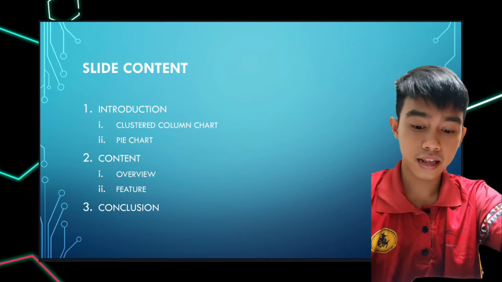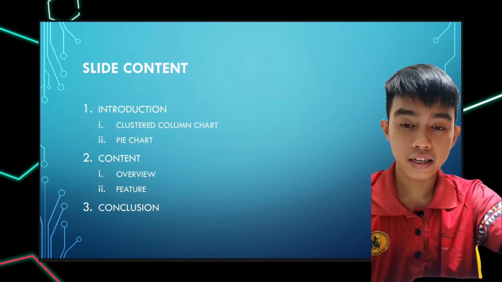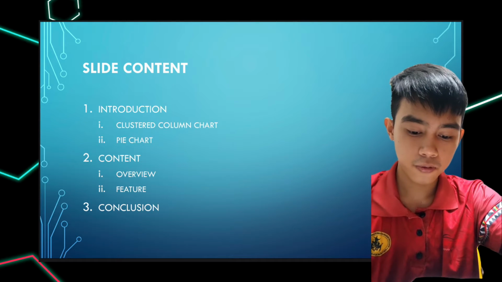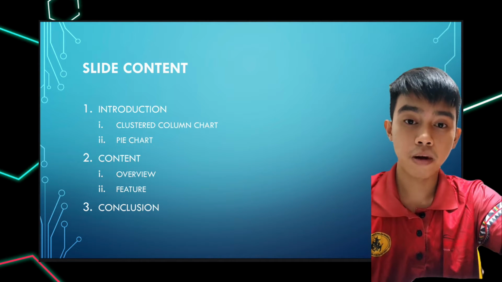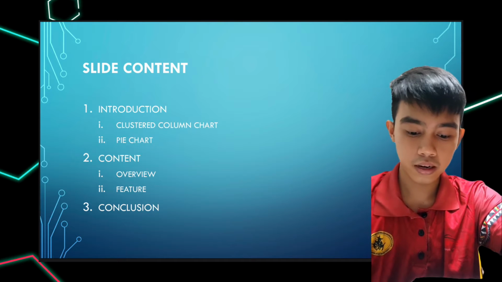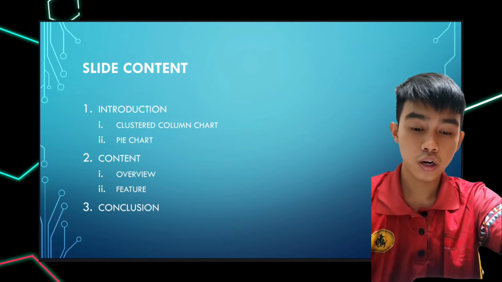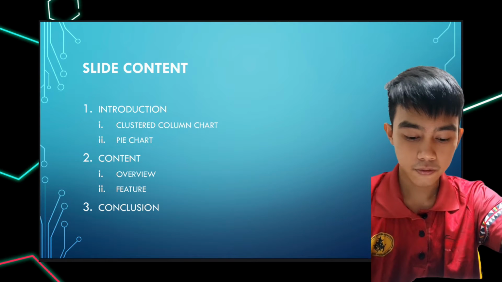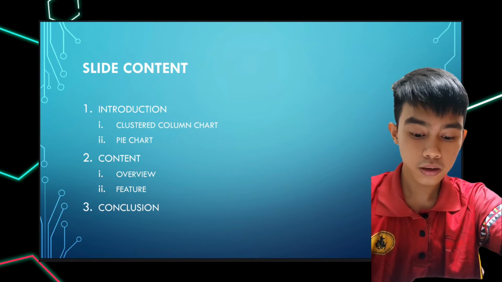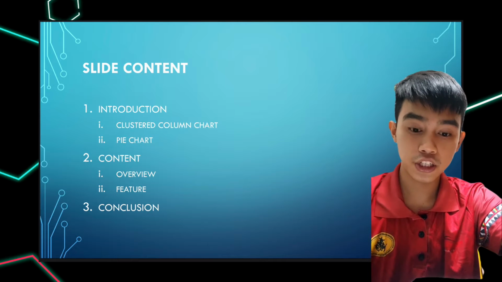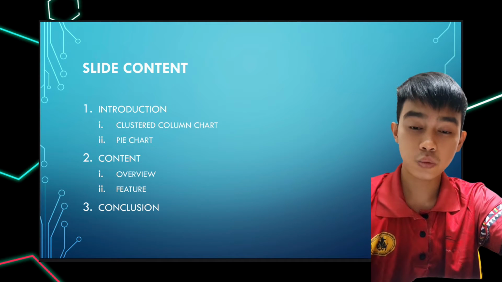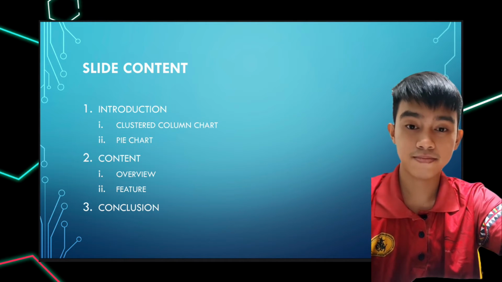So the slide contents: number 1, introduction. The first one is stacked bar chart. The second one is infographics. Number 2, content. The first one is the overview. Then the second one is the features. Then the last one is conclusion.